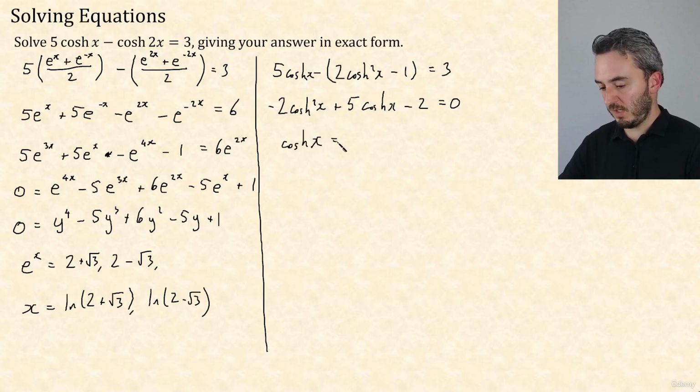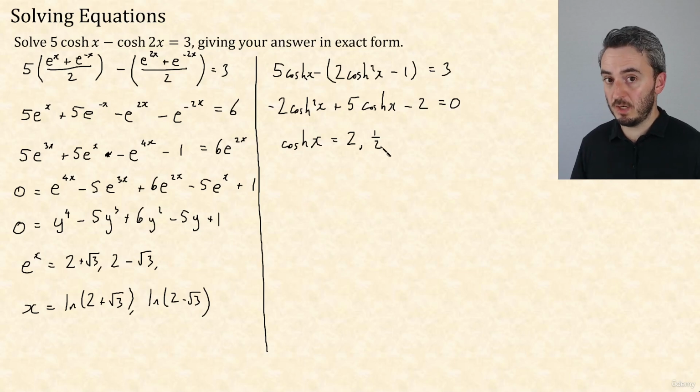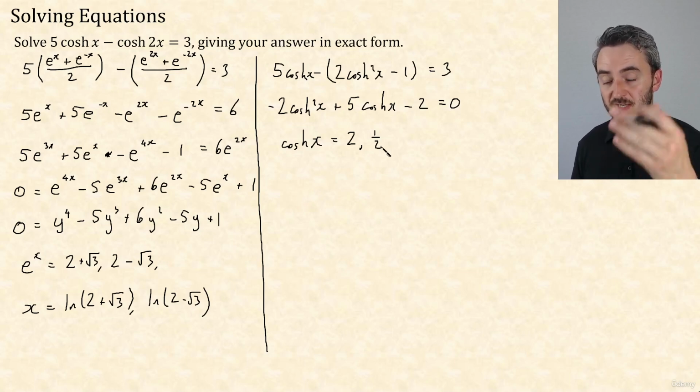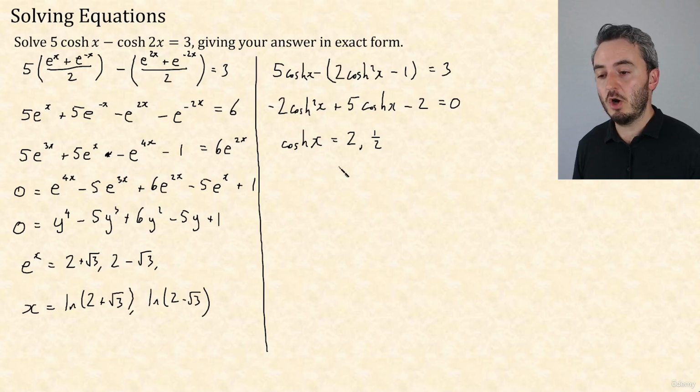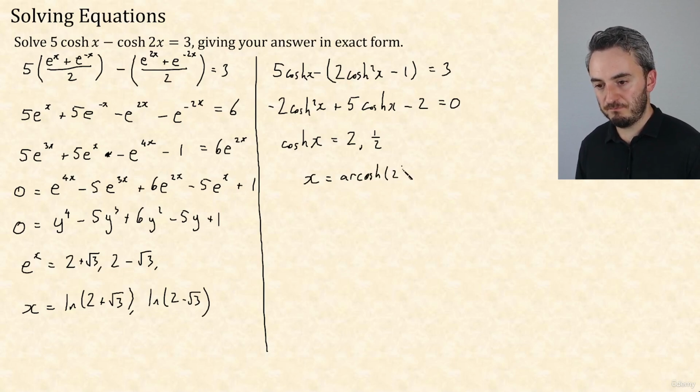So I have cosh x equals, from minus 2, 5 minus 2, I have cosh x equals 2, or a half. Now, cosh x is never a half, because remember cosh x is always at least 1, so it's not that. So I just have to solve cosh x equals 2. So what we have is x equals arcosh of 2, which is ln of 2 plus root 2 squared minus 1.